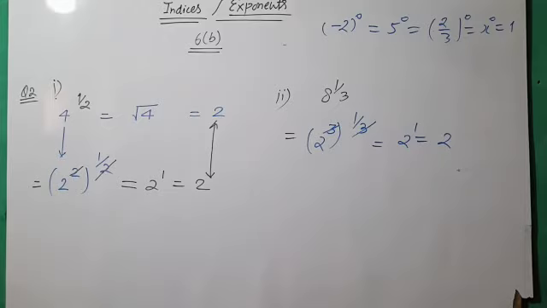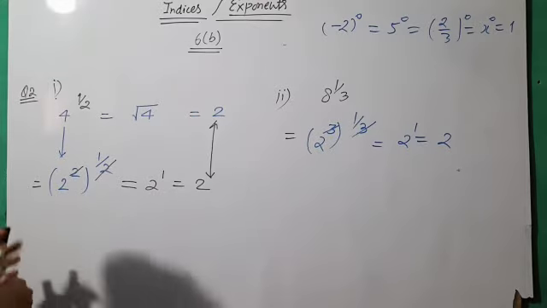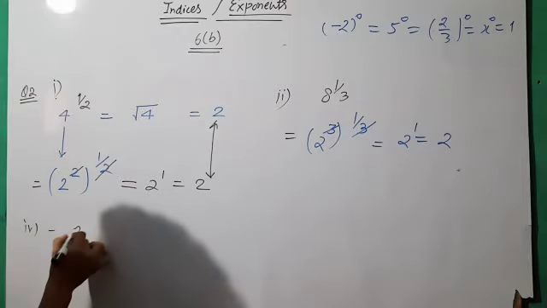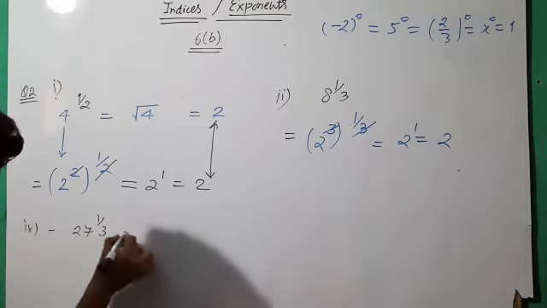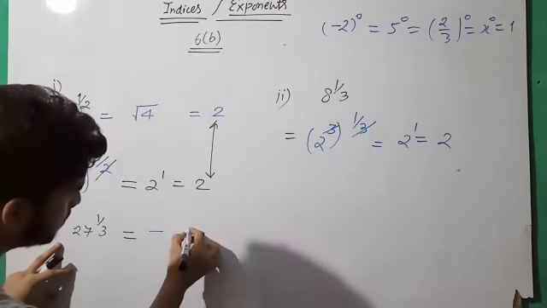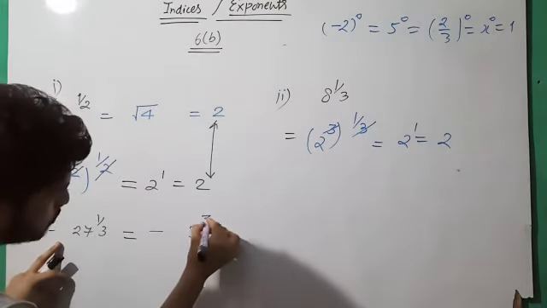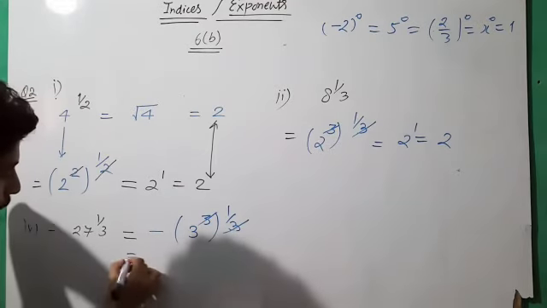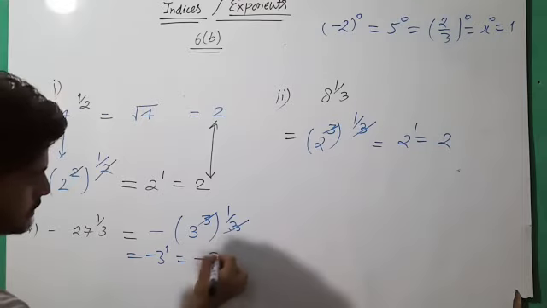Now we have the fourth part. Fourth part is minus 27 to the power 1 by 3. Minus is out of the bracket. We can write 27 as 3 to the power 3, and then to the power 1 by 3. The 3 cancels with this, so the answer is minus 3 to the power 1, that is minus 3.